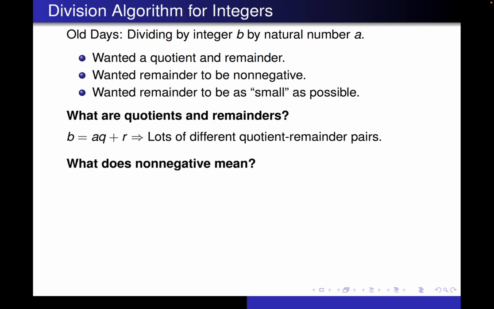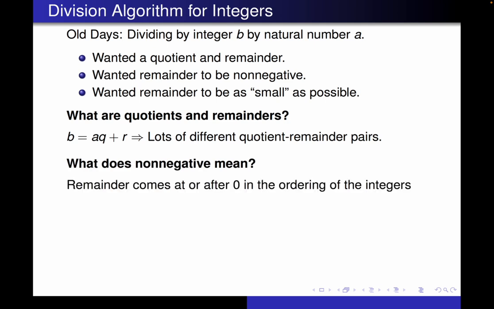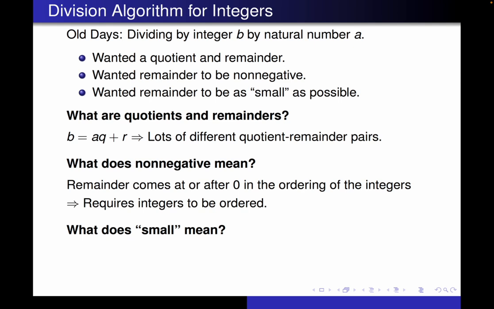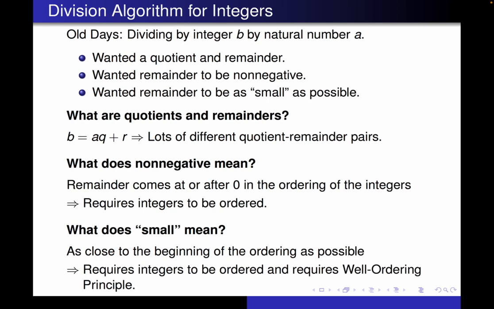What does non-negative mean? Well, non-negative means that the remainder comes at or after 0 in the ordering of the integers. This may seem an odd way of saying non-negative, but it brings out this central issue that it requires our integers to be ordered. You have to have some kind of ordering to make non-negative make any sense. What does small mean? Well, small means as close to 0 as possible, as close to the beginning of the order. That requires the integers to be ordered, and we needed the well-ordering principle to find the smallest possible one.